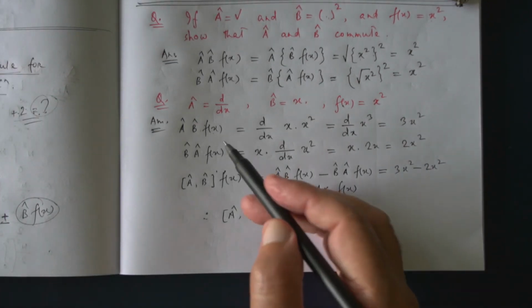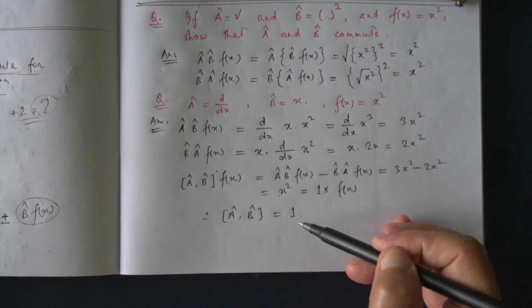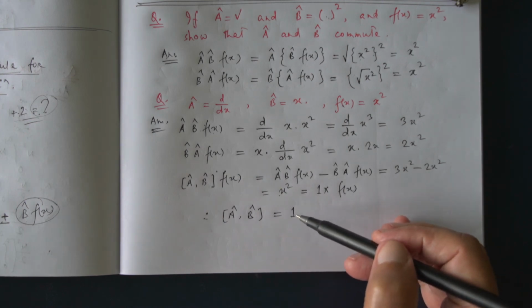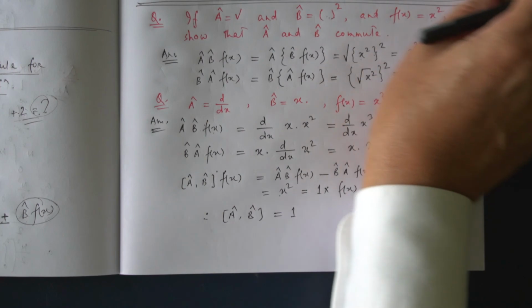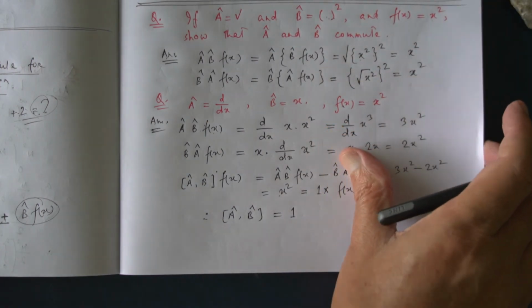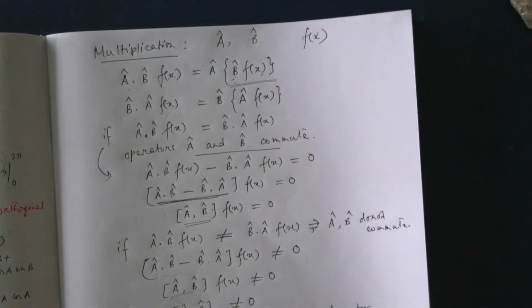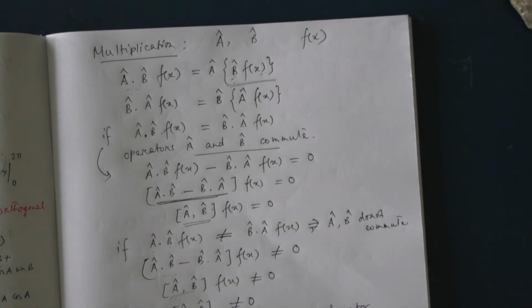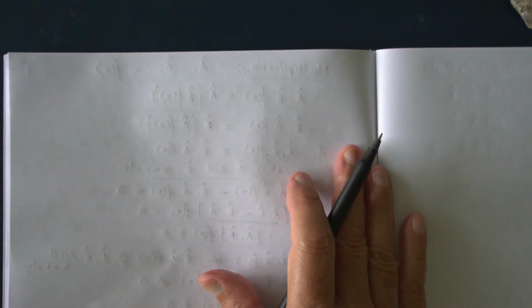So if A and B do not commute, we can find out the commutator operator. If A and B commute, then of course the commutator operator will be 0, but we do not call it because it will be 0 only. So we do not write like this. Next, another question.